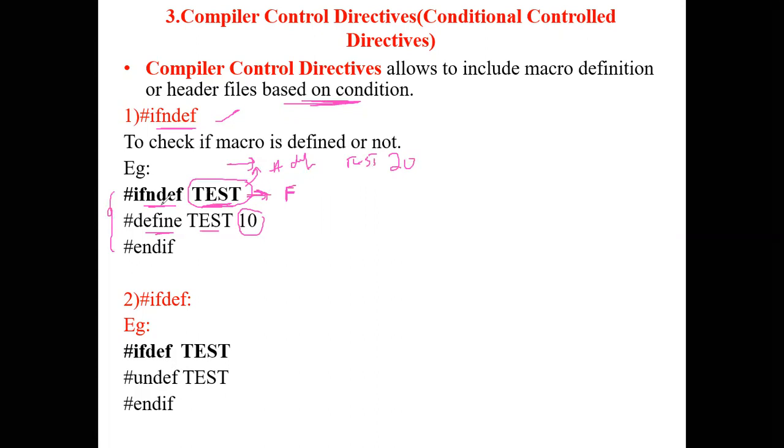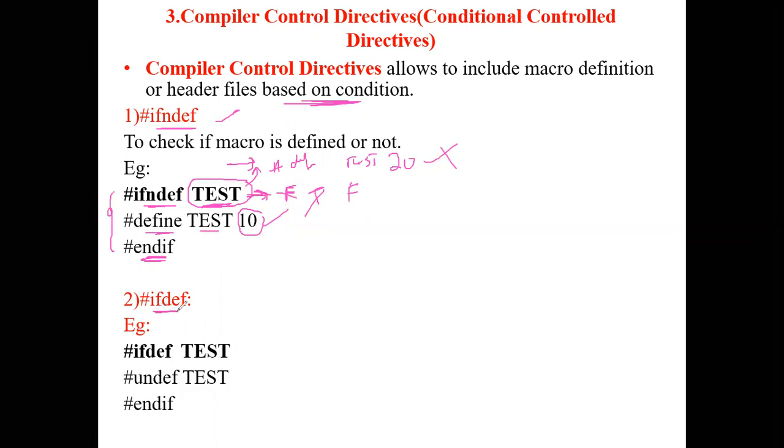So when the next statement comes, if not defined test, it will check whether it is defined or not. Previously we have already defined test as 20. So in that case, it will return you the value true. Suppose this is not defined, in that case it will give you the value false. If it is not defined, you will define the test as 20 and write the statement endif. So this is about ifndef.